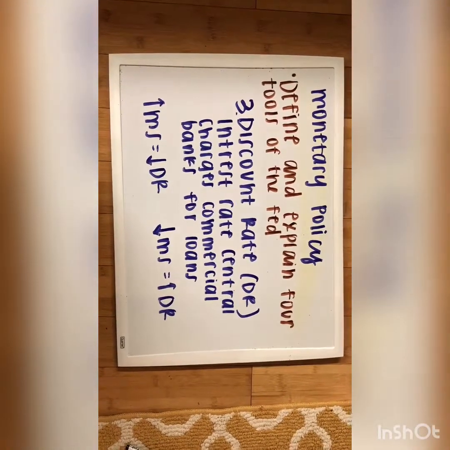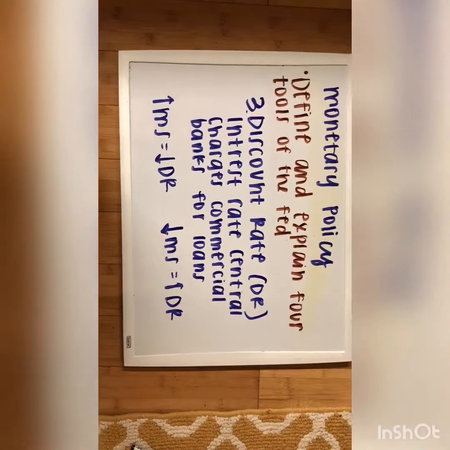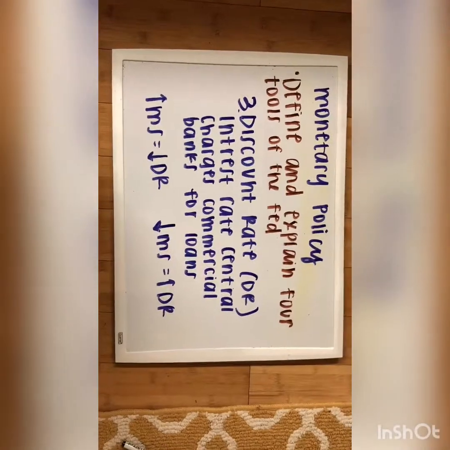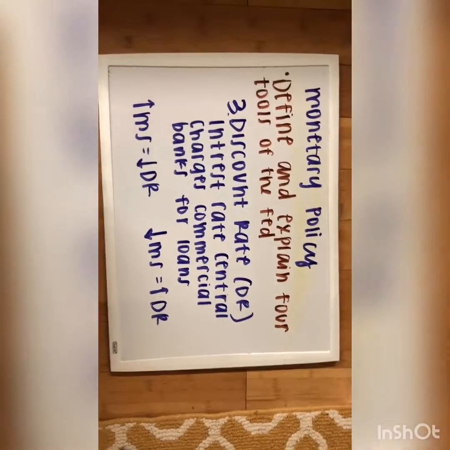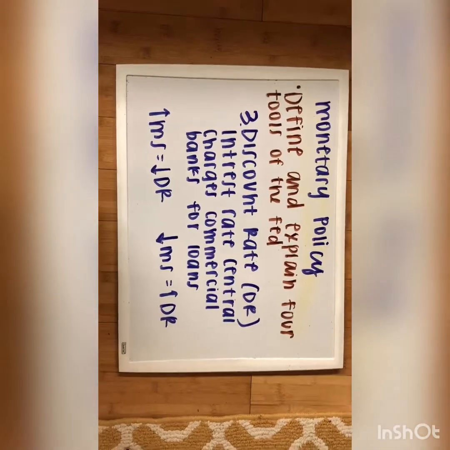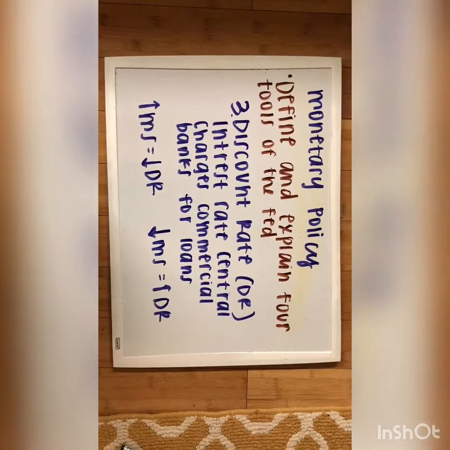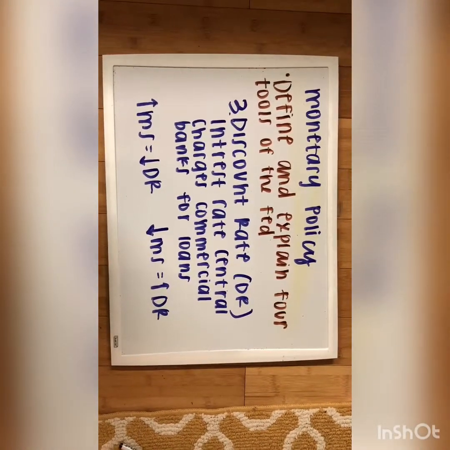Our next tool is the discount rate. The discount rate, or DR, is the interest rate that the central bank charges commercial banks for loans. Say a commercial bank doesn't have their reserve requirement covered. Then they can borrow the money that they need from the central bank to cover their reserve requirement, and the interest rate on that loan is the discount rate.